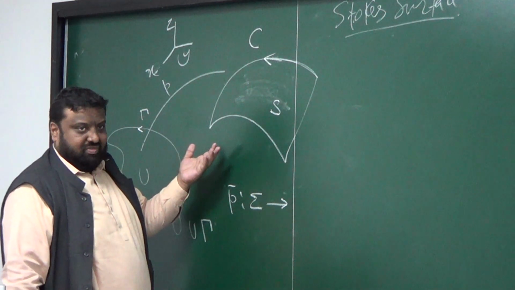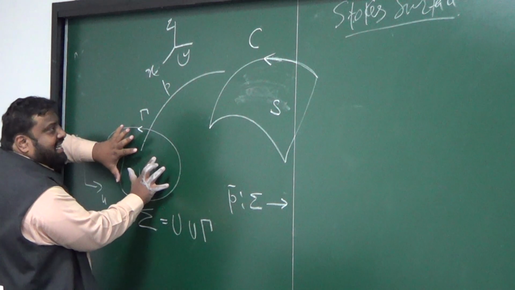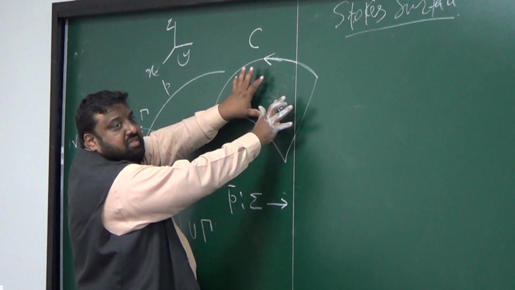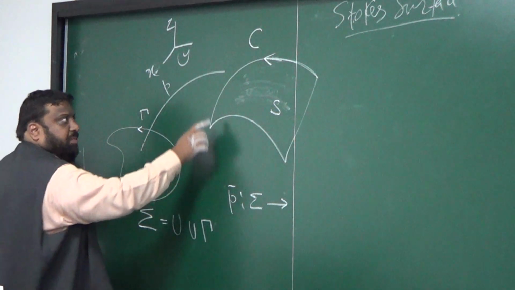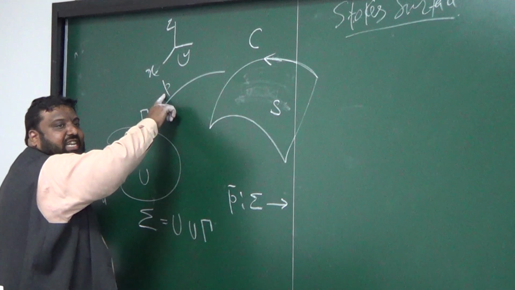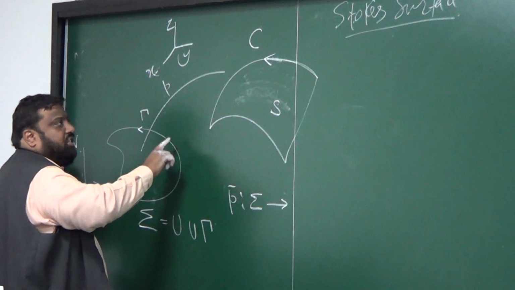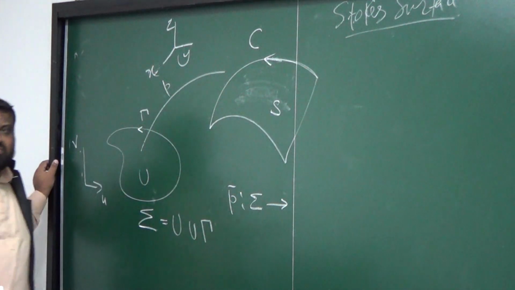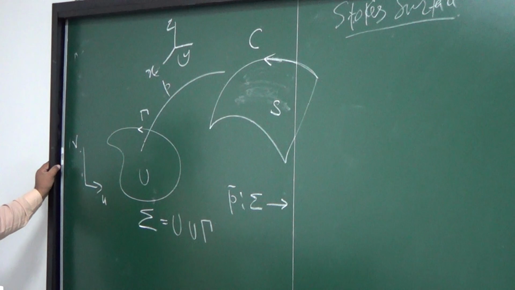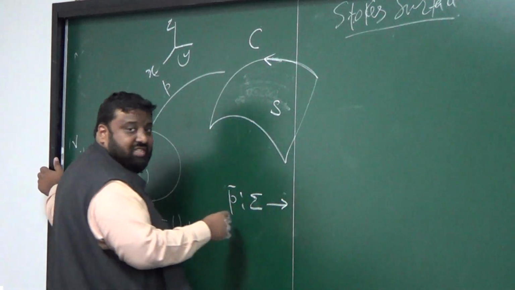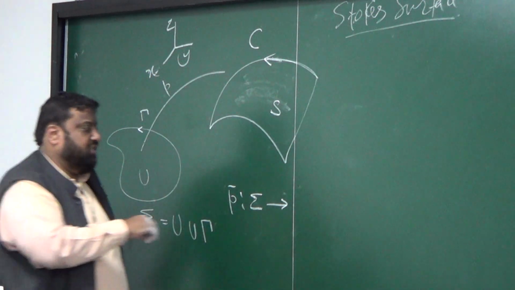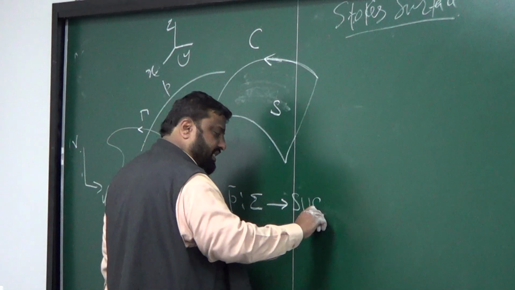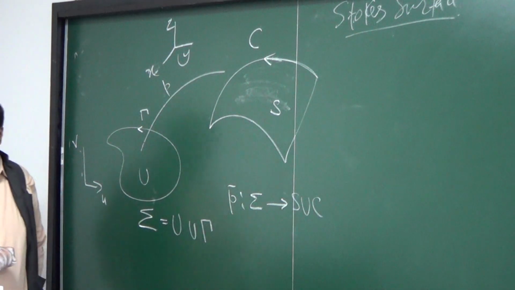So I want a map that takes this entire picture and throws it on this entire picture. If it takes a point from within U, it behaves like P. And if it takes points from the boundary, it throws them onto the boundary curve. So this is called extending the map actually. I have this map P, and I'm extending it from sigma to this new region, let's call it S union C.